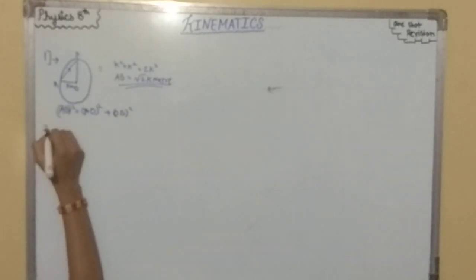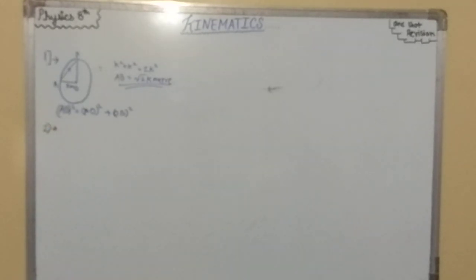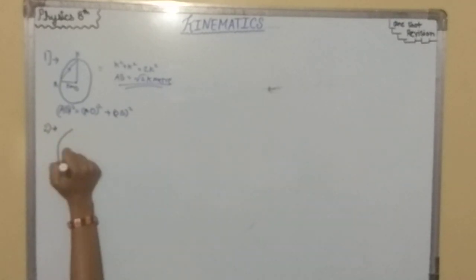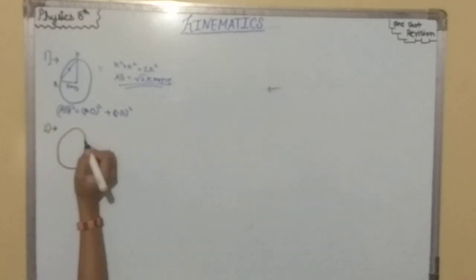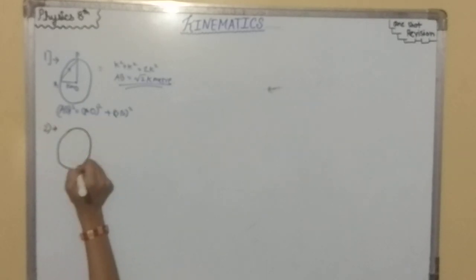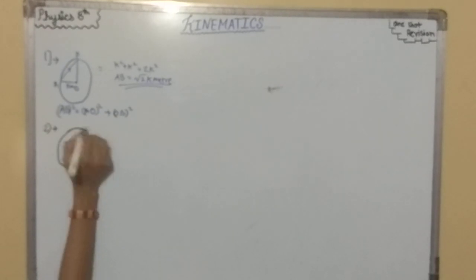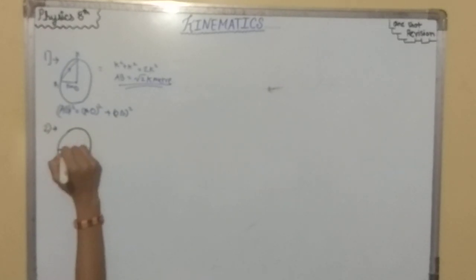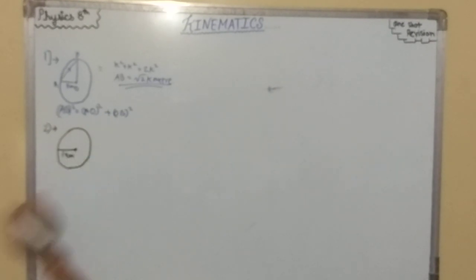Question number 2 is: an athlete runs in a circular path of radius 14 meter 10 times in 10 minutes. Calculate its speed in meter per second. Step 1 should always be sketching. So 14 meter will be here and the athlete is running.